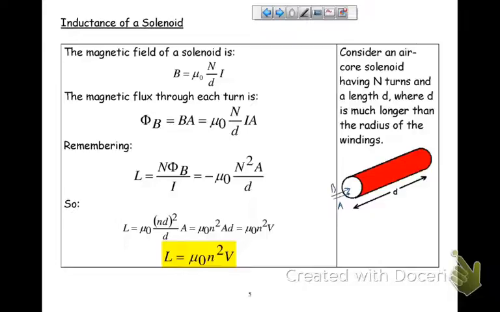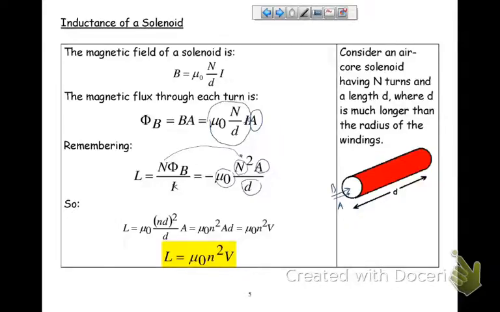So what's going on here? I have my B times my A. If L is equal to N phi B over I, let's have a look. I'm substituting for that phi B: mu naught, one of the N's, the A and the D, and I have another N because of that factor, and I have an I. The I's cancel, so I get L equal to that.